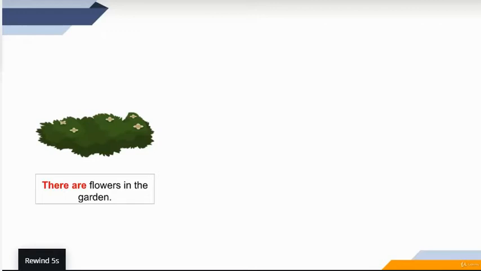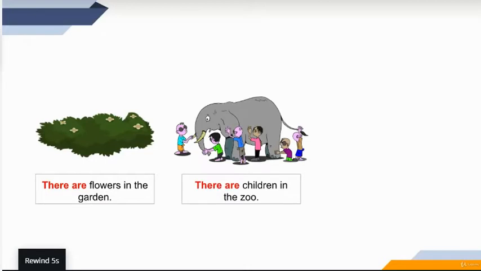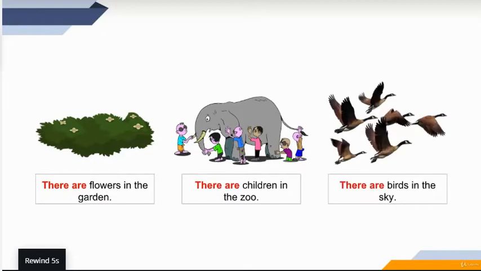There are flowers in the garden. There are children in the zoo. There are birds in the sky. So what do you notice here? There are, the same as there is, at the beginning of the sentence, right? And it is used when we have countable nouns in plural. There are flowers, there are children, there are birds.